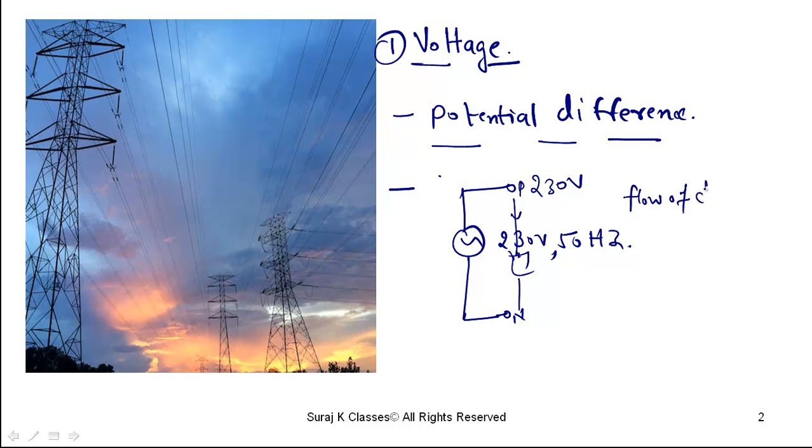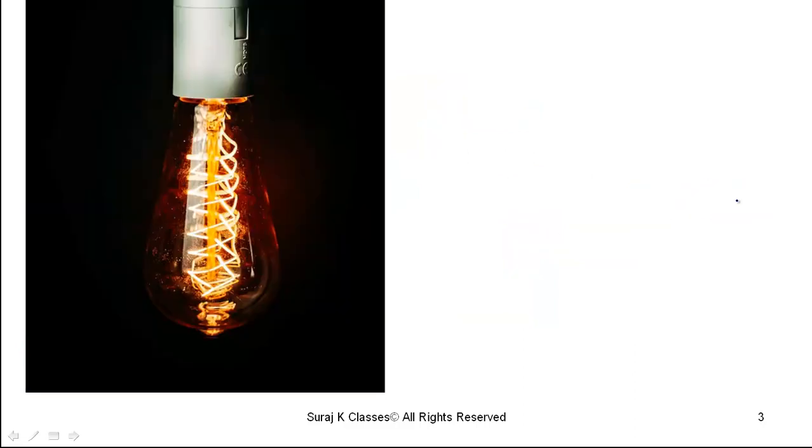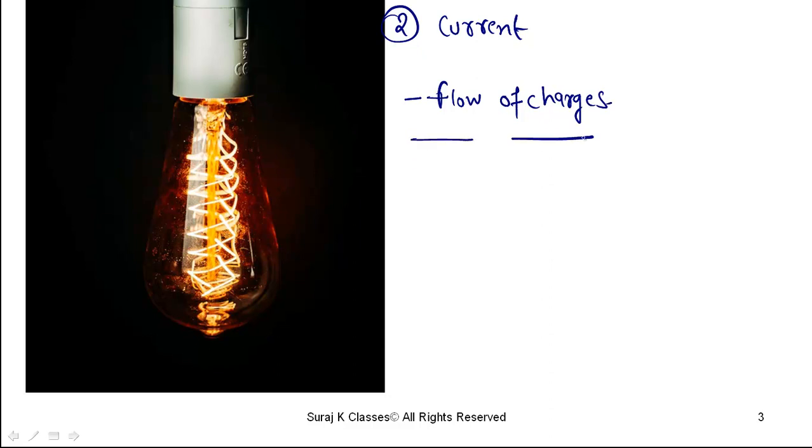Flow of charges. And that flow of charges is now going to be linked with our second term, that is nothing but current. Current is nothing but the flow of charges in a circuit. Flow of charges. This is what the current is.